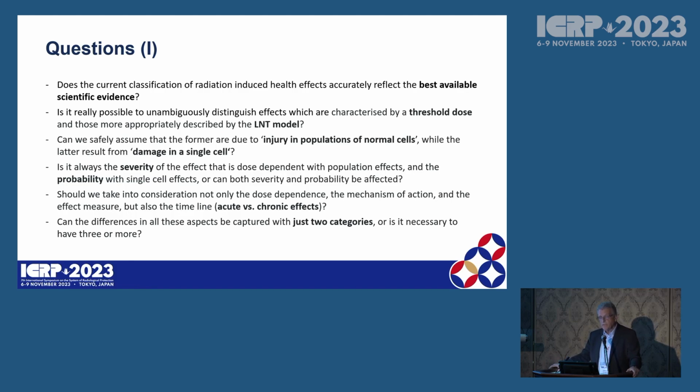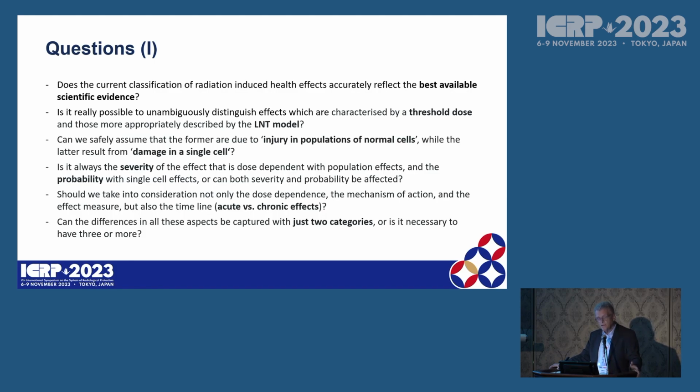Does the current classification of radiation-induced health effects accurately reflect the best available scientific evidence? Very general. Is it really possible to unambiguously distinguish effects which are characterized by a threshold dose and those more appropriately described by the LNT model or by a linear quadratic non-threshold model? Can we safely assume that the former, namely those with threshold dose, are due to injury in populations of normal cells, while the latter result from damage in a single cell?